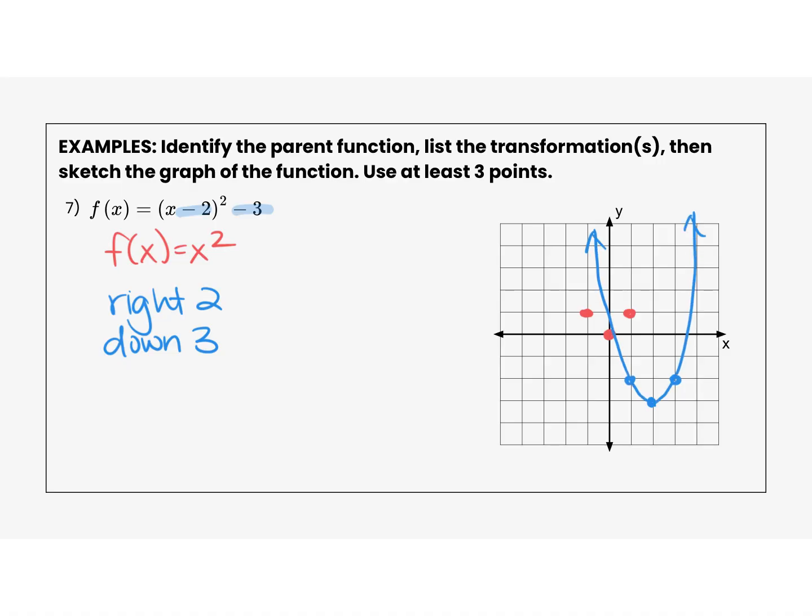Okay, and do your best again to make it look like a U, not a V. So it should be smooth instead of coming to a point. Okay, so that's what our graph would look like if we shifted it right 2 and down 3.